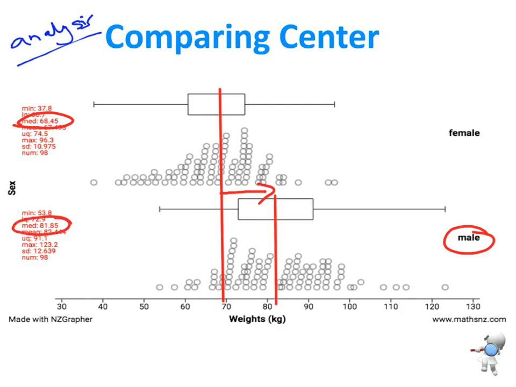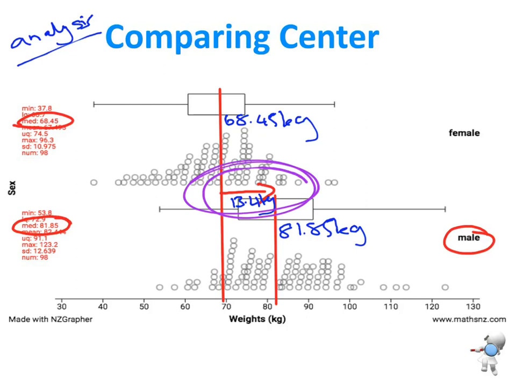So I can see that the male median is 81.85 kilos, and the median weight of females is 68.45 kilos. So that is a difference of 13.4 kilos. I can say in comparison that the median weight of males is 13.4 kilos more than the median weight of the females. All right, so that's explicitly what I'm interested in, and I'm interested in what the difference is.